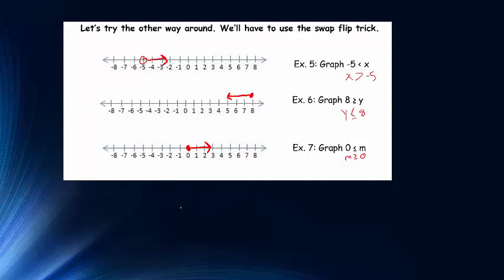Hopefully you got the same answers that I did. Make sure that you emphasize that the second 2 are closed dots and the first one isn't open. And of course you want your arrows to be going the right direction.